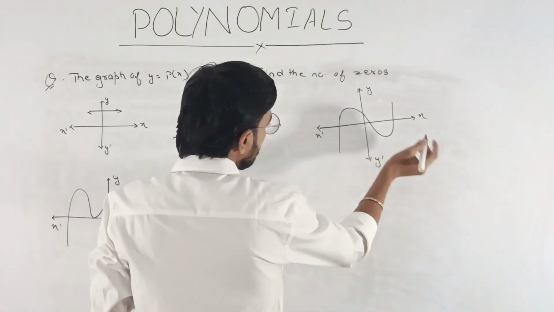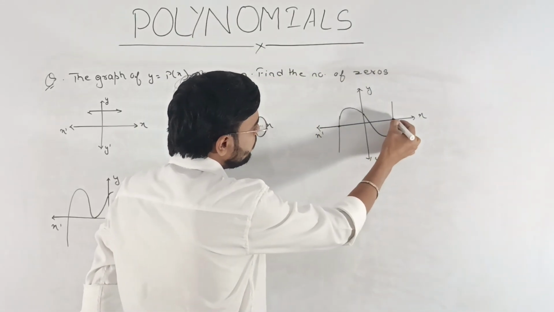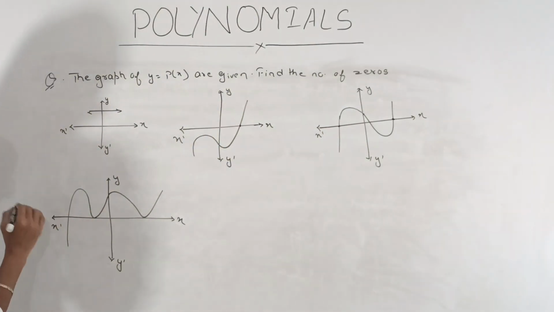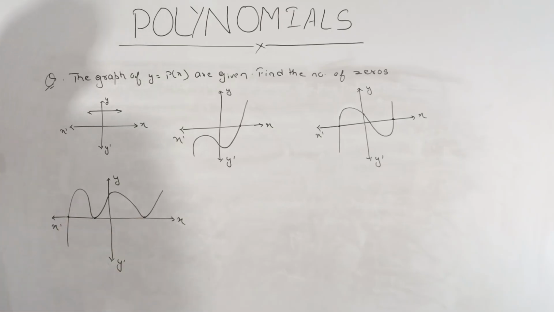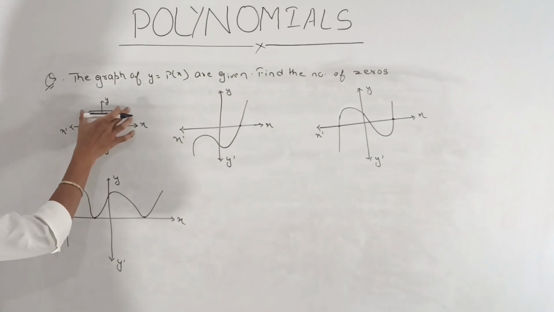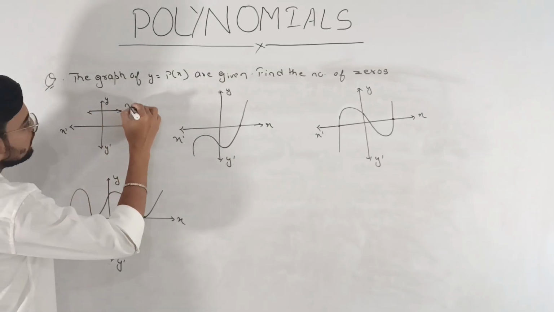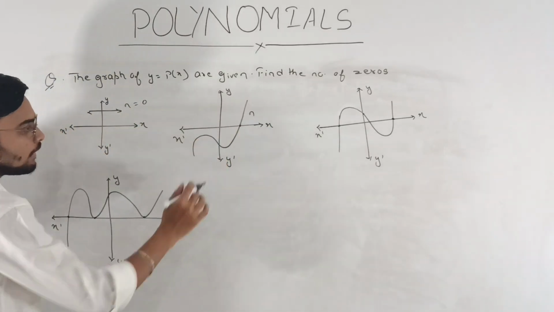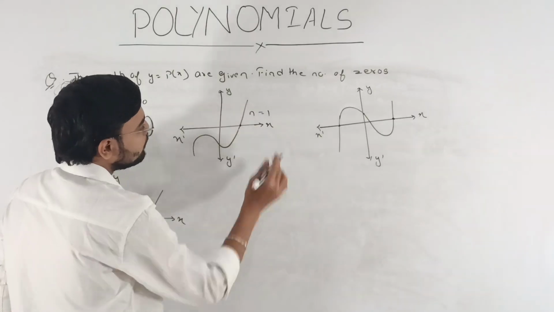Now for this polynomial, the graph touches the x axis at this point and at this point. For this graph, it touches the x axis at the first point, the second point, and the third point. And for this graph, the line does not touch the x axis, so the number of zeros is 0. For this one, how many times does it touch the x axis? One time. So the number of zeros is 1.